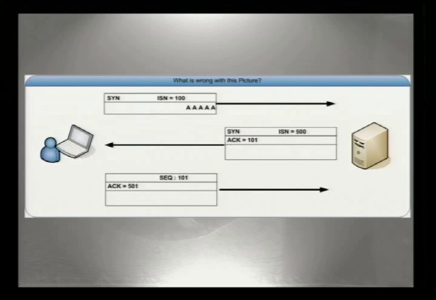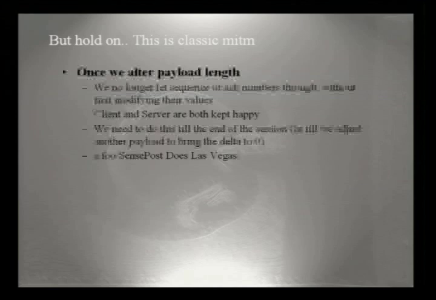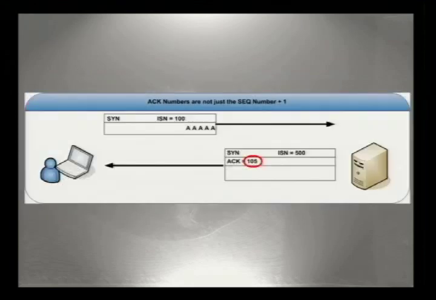Okay, so he tells the sender, this is how many bytes of data I received from you since your sequence number. Now, why this causes a problem for us when we're doing arbitrary changing is because you're creating a desync between the client and the server. And we'll have to find a way around that.